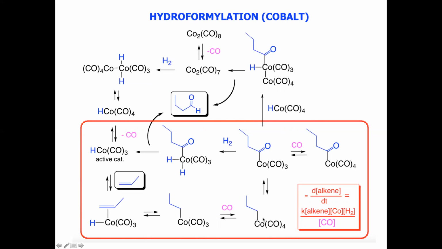We'll then get insertion of the propyl ligand into one of the COs, and that's going to form our acyl ligand. Then, for the last two steps to finish off our aldehyde, we just need to replace this bond to carbon with a hydrogen. We're going to make that happen by oxidative addition of hydrogen at cobalt and then reductive elimination of the acyl and one of the hydride ligands to give our butanol product.